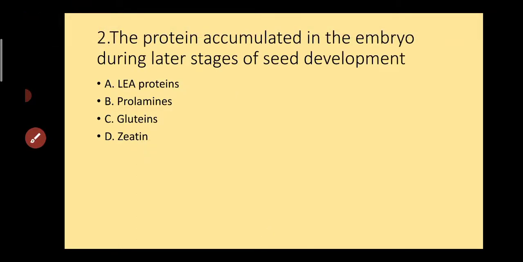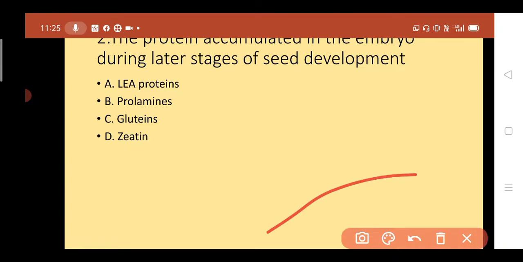The protein accumulated in the embryo during later stages of seed development. Correct answer is A, that is LEA protein. LEA protein is the correct answer. Now coming to the next question. Question number 3.